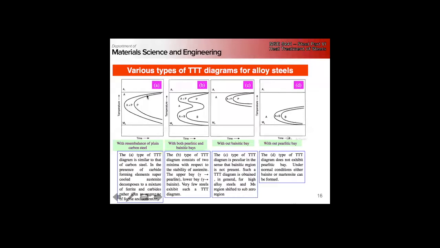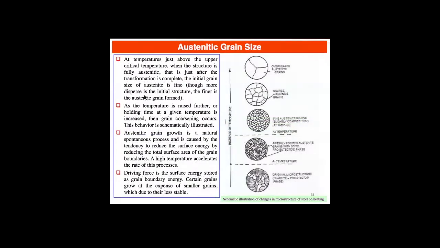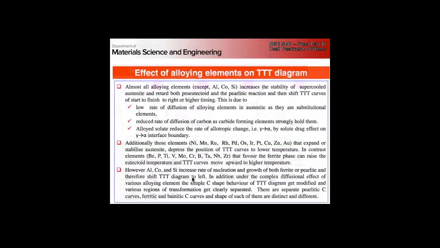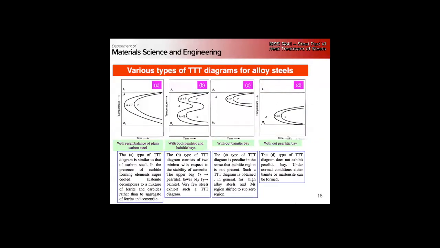Then we have a set of ferrite stabilizing elements, right? And these are the BCC type, right? So they tend to move these curves up to a higher temperature, right? And then aluminum, cobalt, and silicon are the oddballs, and they move this to the left, right?